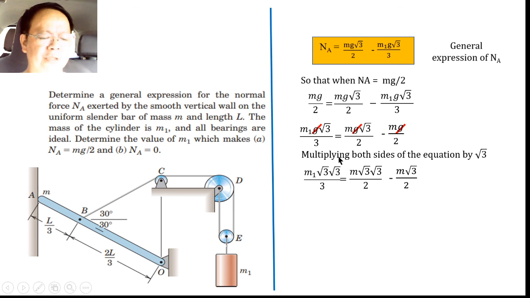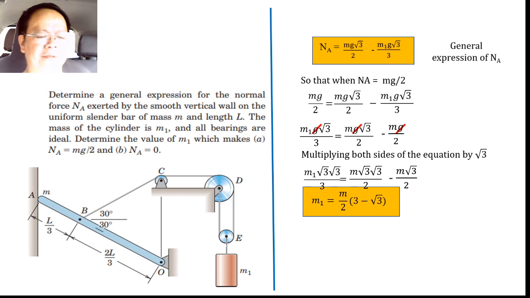Now you will notice that the square root of 3 multiplied by the square root of 3 divided by 3 will just cancel each other. What will remain is m sub 1. Whereas this one will be what? This becomes m times 3 over the square root of 2. And then simplifying, you have the value of m sub 1 equal to m over 2 times 3 minus the square root of 3.